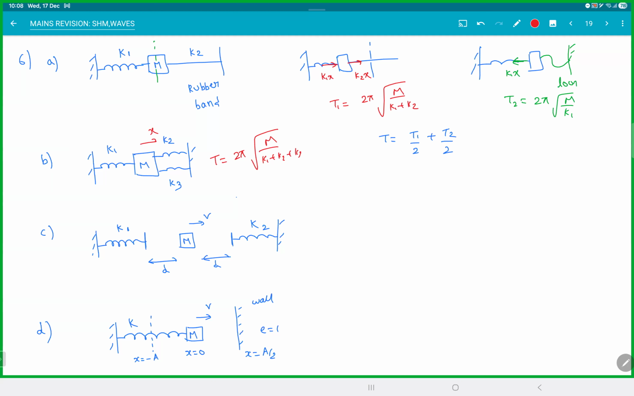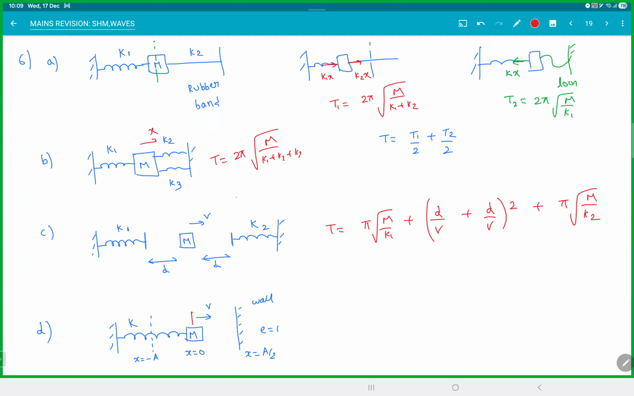What about this one? When you go to the left side, the time period will be 2π√(m/k1), half of it. Then you're coming through the block, so d/v plus d/v. That will be 2 times because you're going from front and back, and this will be π√(m/k2). Clear with this?